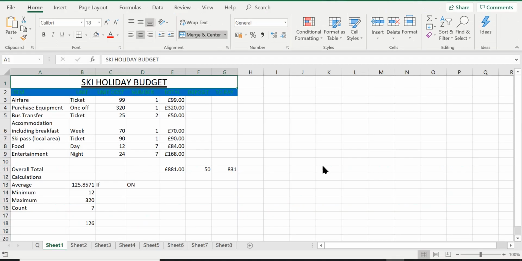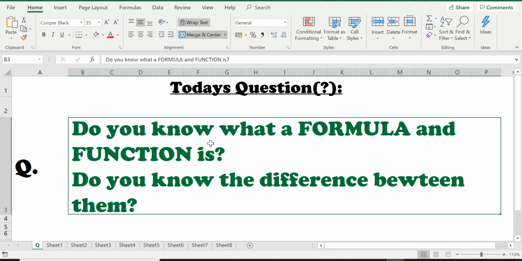Okay, so we're back on our spreadsheet. Quick look at the question of the day. It's similar to what we are learning, but just rephrased into a question. So, do you know what a formula and a function are? Do you know the difference between them?